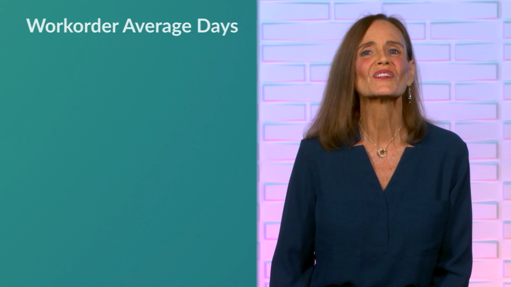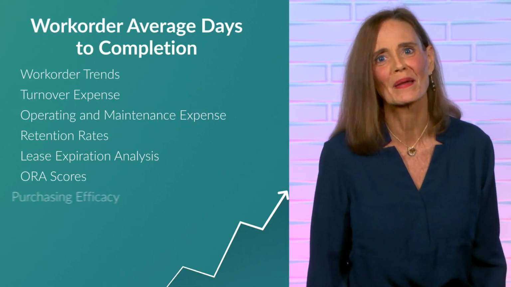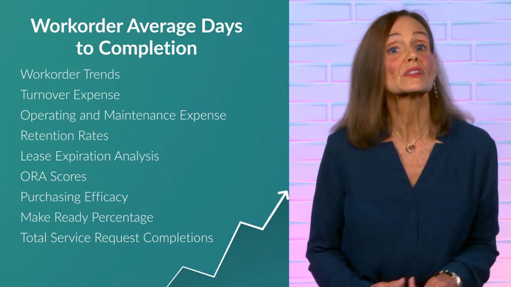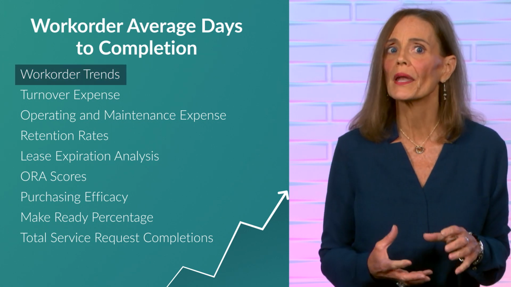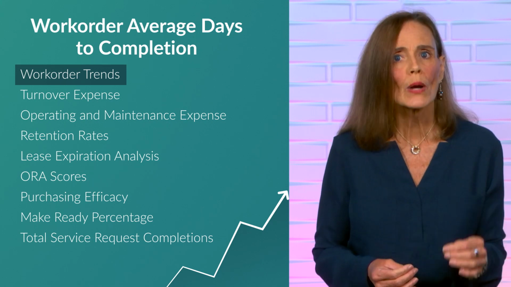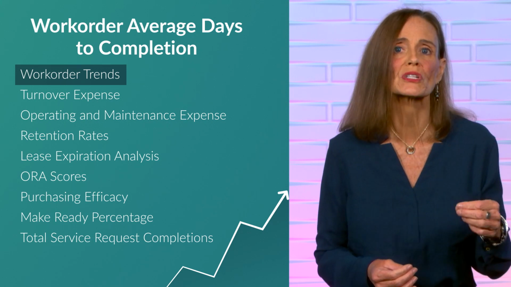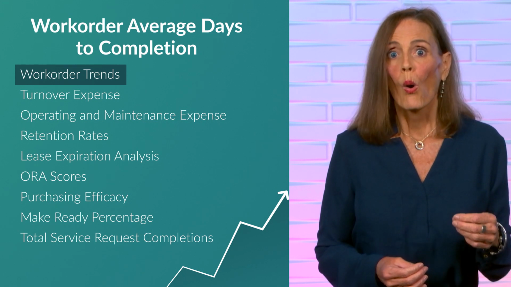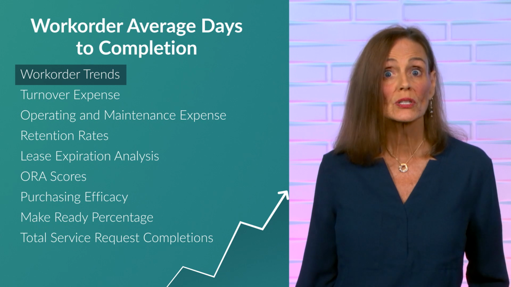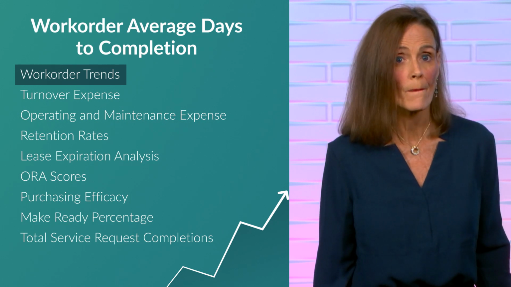So for today, let's just focus on a few of my favorite complementary metrics to work order average days to completion. First is work order trends. Is there a non-cyclical increase in work orders? Understanding the trends will help you determine if there's a change in customer behavior or a change in the behavior of the site team. Is there a short staff situation causing the delay in response time?